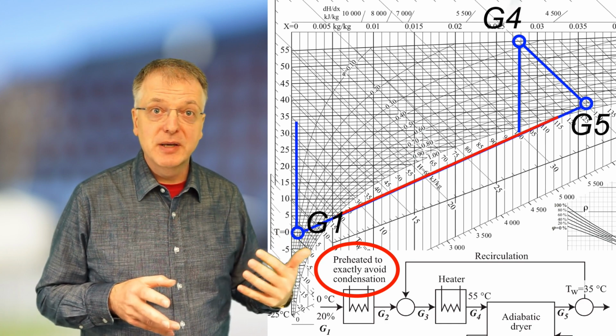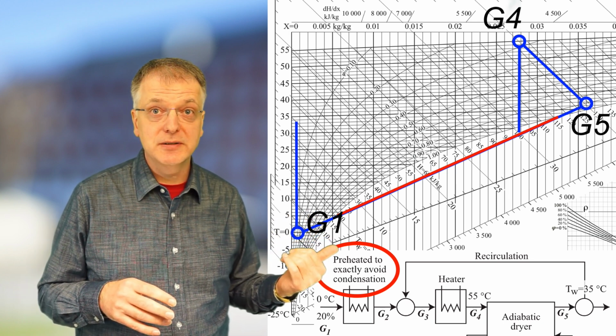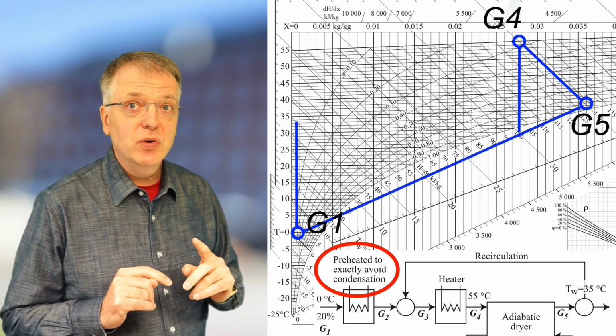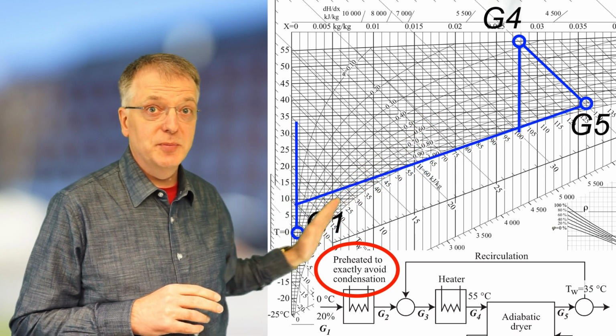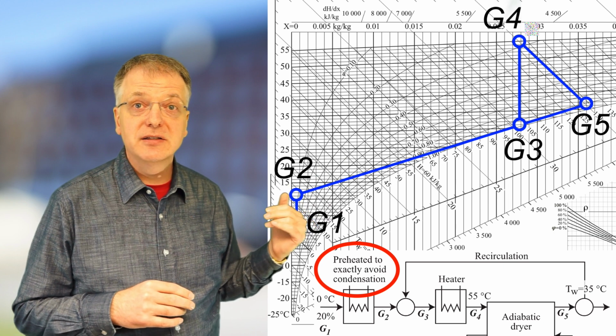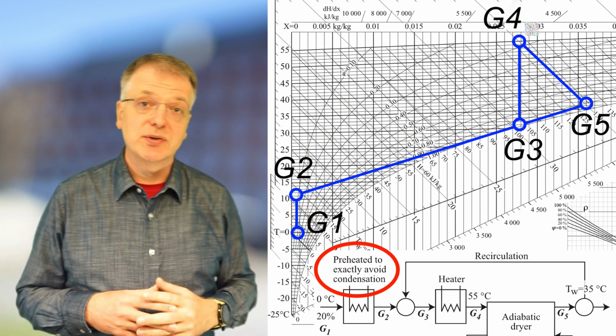Condensation may appear if the mixing line at any point has a relative humidity higher than 100%. Thus, to avoid condensation precisely, we draw a line from G5 that is a tangent to the 100% relative humidity line and find G3 and G2 as the intersections of the mixing line and the vertical lines we drew earlier.